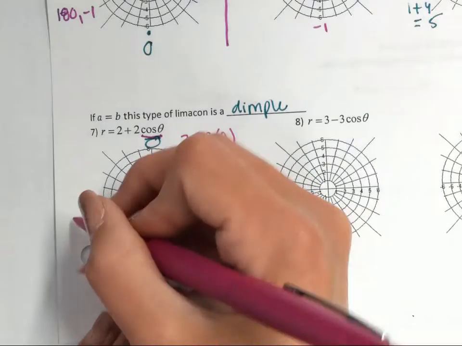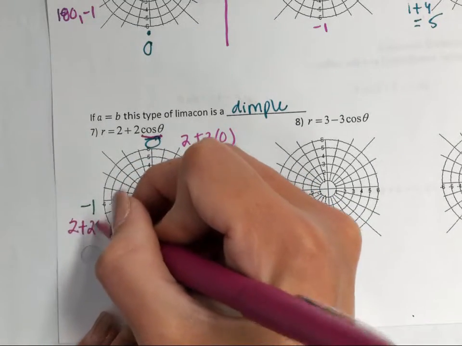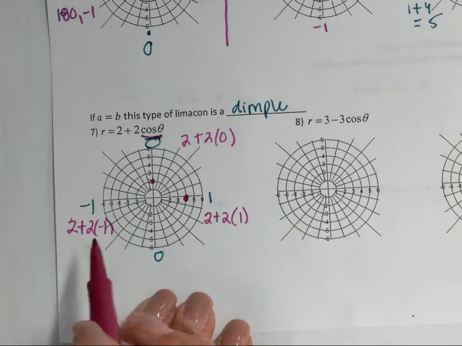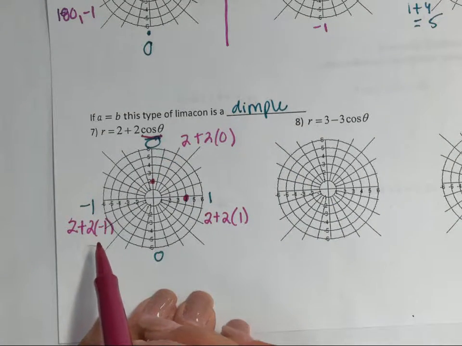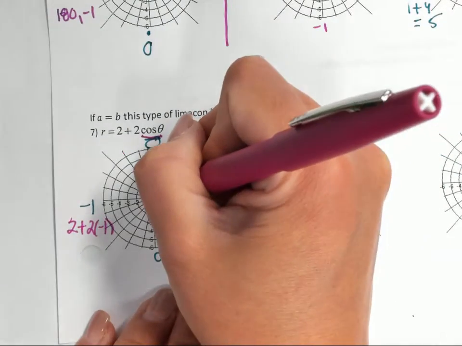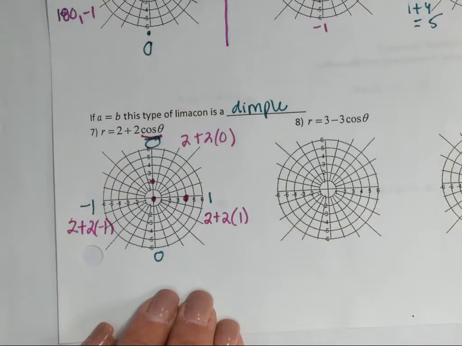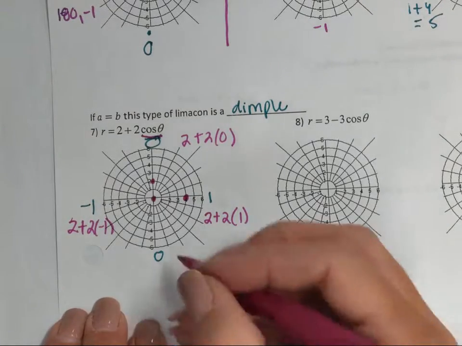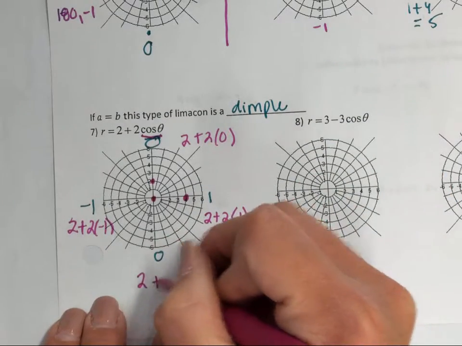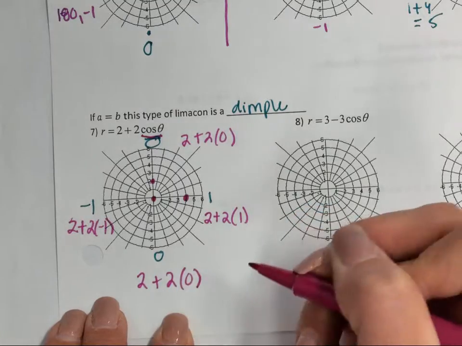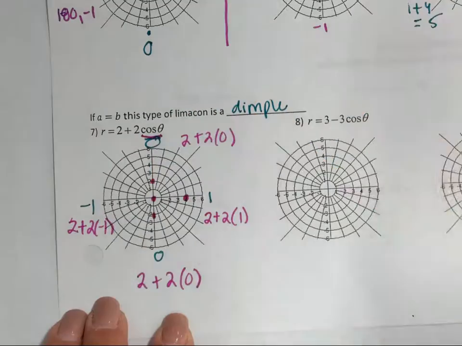Alright, Darian, when I plug in a negative 1, it's going to give me 2 plus this, which is going to give me what? What's 2 times negative 1? Good. So that's going to be at the center. And Amber, if I plug in 0, that's going to be the same thing as up here, correct? It's going to give me what value? Very good. 2 towards it.